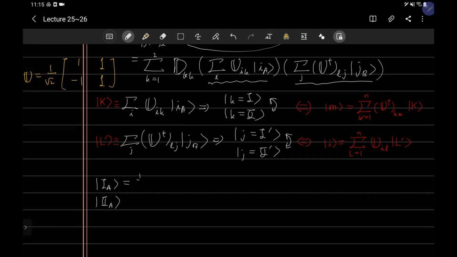So it is 1 over square root of 2, and it is 1a, and then it is minus, sorry, not plus. It is minus 1 over square root of 2, and it is 2a. And for the second case, it corresponds to the second column. So it is 1 over square root of 2, and then the 1a, and this is the 1 over square root of 2, 2a. And the reverse relation corresponds to this relation.